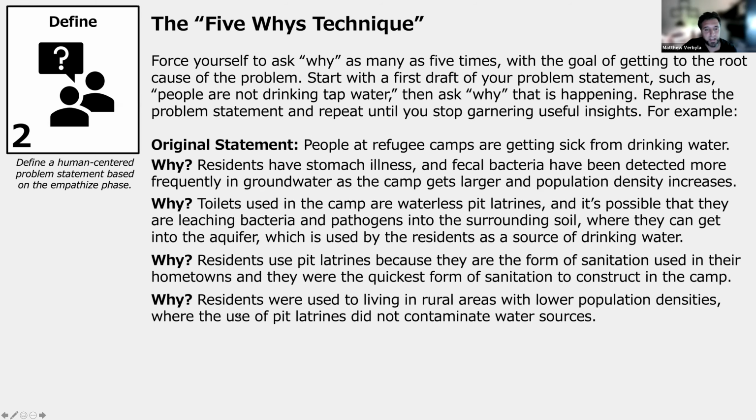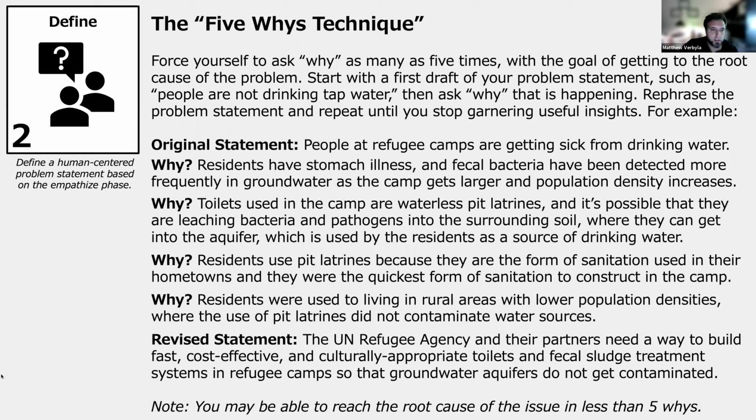Next, why? Well, residents were used to living in rural areas where they had lower population densities. Where they came from, the use of pit latrines didn't contaminate water sources, so it was never an issue before, right? And with all that information, after going through, in this case, 4 whys, you might come up with that revised statement. The UN Refugee Agency and their partners need a way to build fast, cost-effective, and culturally appropriate toilets and fecal sludge treatment systems in the camps so that groundwater aquifers do not get contaminated.